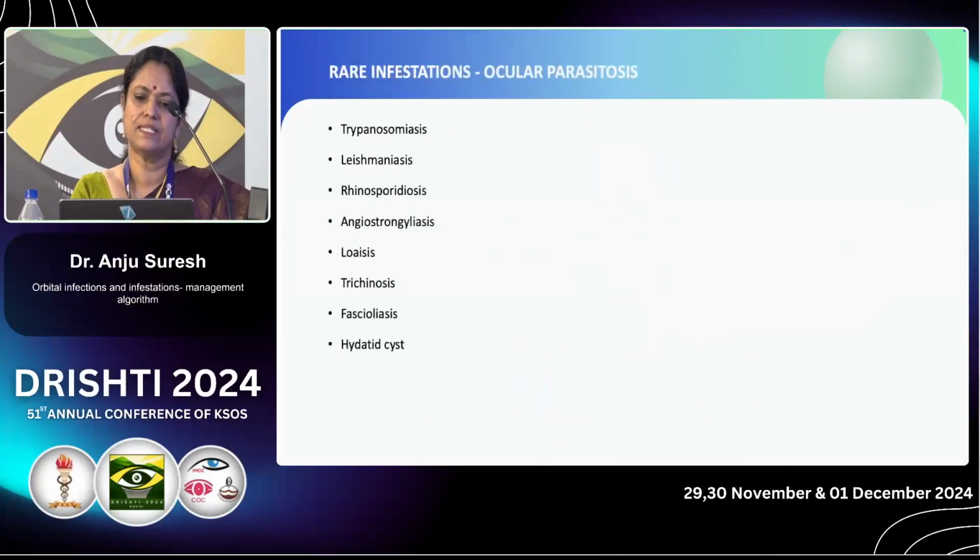Other rare infestations are trypanosomiasis, leishmaniasis. Not strictly speaking orbital lesions, they present with periorbital edema, lid swelling, etc. Rhinosporidiosis can be present in the nasolacrimal sac and present as an orbital swelling. Similarly, trichinosis can present in the extraocular muscles, etc.